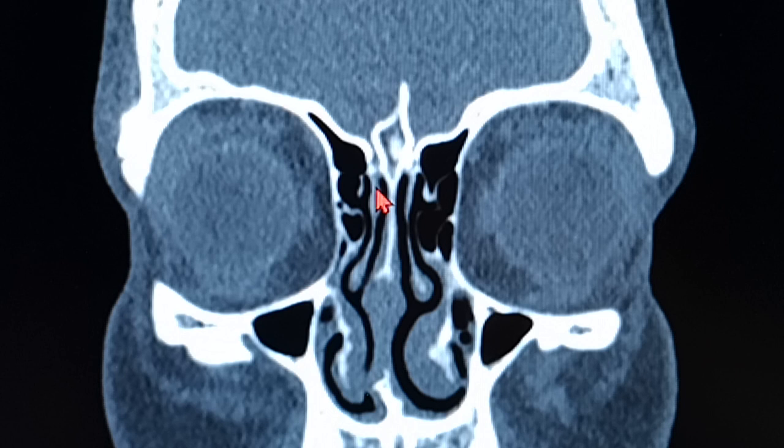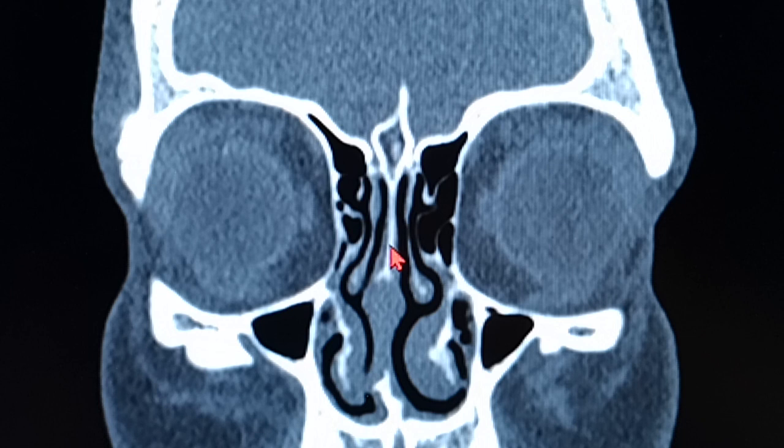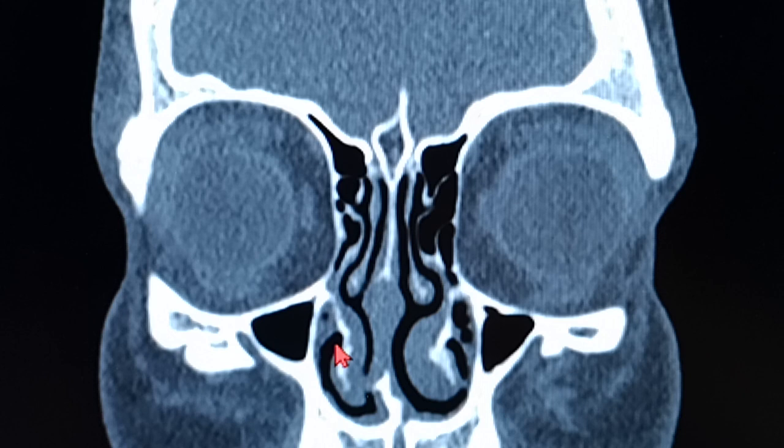The moment you can see, that's the middle turbinate appearing over here. And that is attached to basically the junction of the medial lamella. You can see over here, and that's the lateral lamella. So the junction is right here. If we keep on going behind, now what you can see over here is basically the cell, which I'll show you much more clearly.